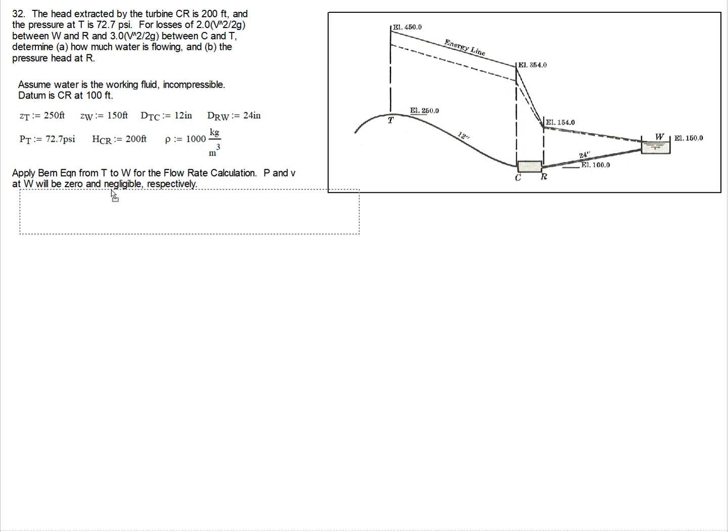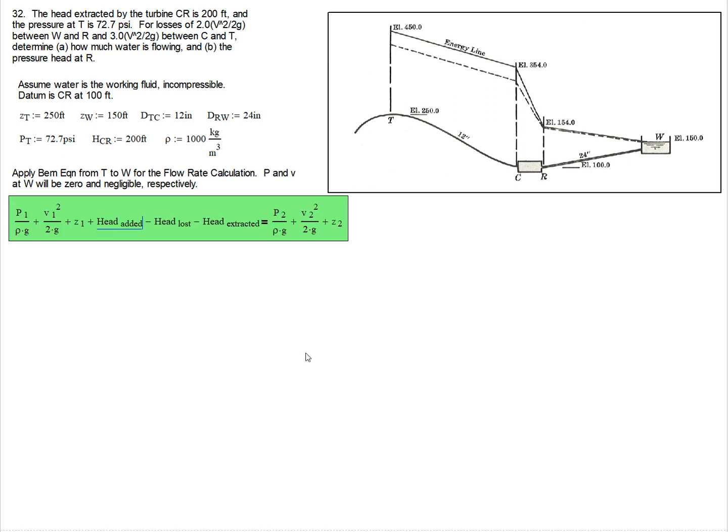So let us bring over the general Bernoulli equation. So what have we got? We're going to apply this between T and W, right? We need to know what the flow rate of the water is. Head added, there's no pump, right? Head loss, we're told what the losses are. We've got losses between W and R, and so 2 velocity heads between W and R, 3 velocity heads between C and T. All right, head extracted, that's 200 feet, so that's what the turbine is.